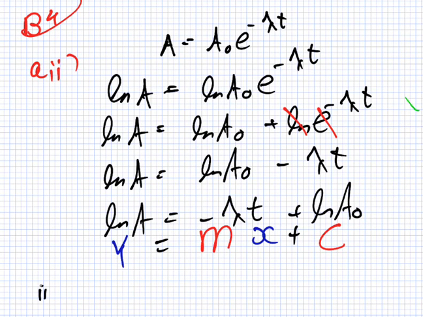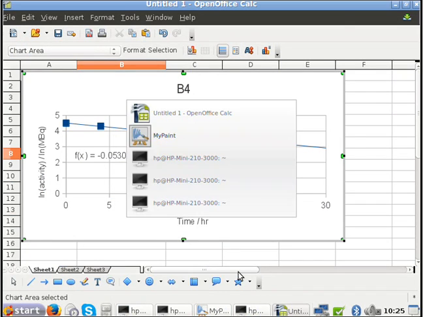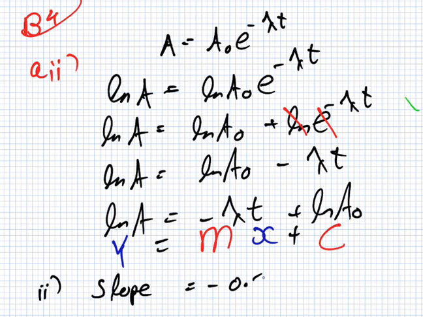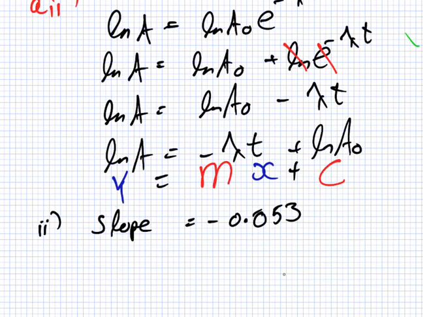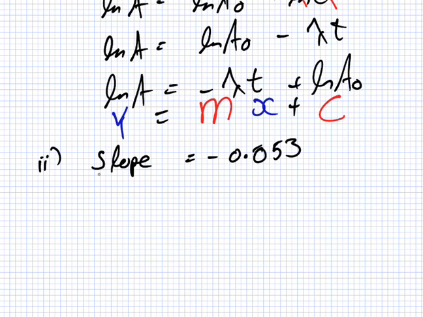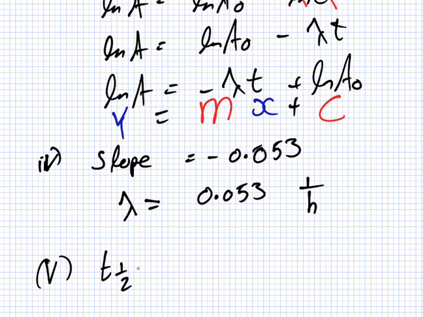So I'll just write down the answer here that the slope equals minus 0.053. Oh, that's actually, this is already part 4. So that means the lambda is equal to 0.053 per hour. Okay. And finally, the half-life, the formula is, oh my goodness, what is it?